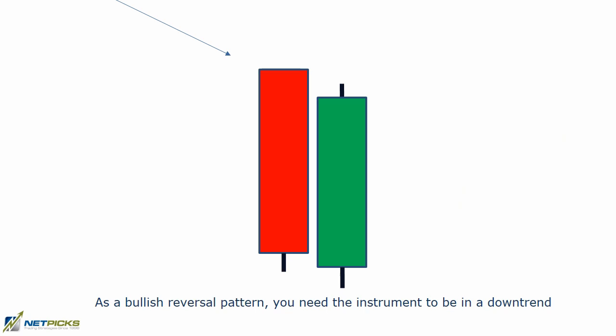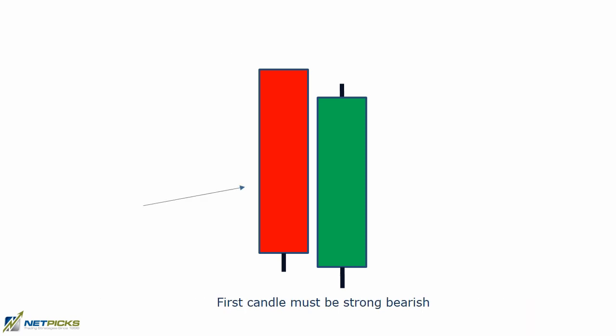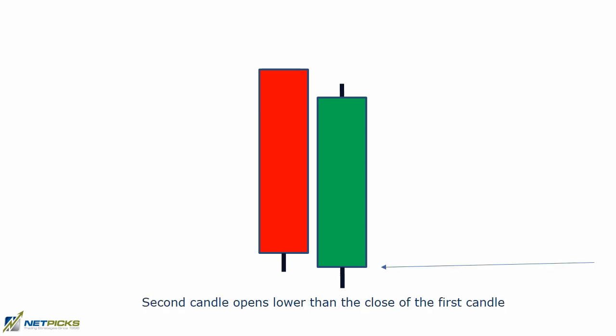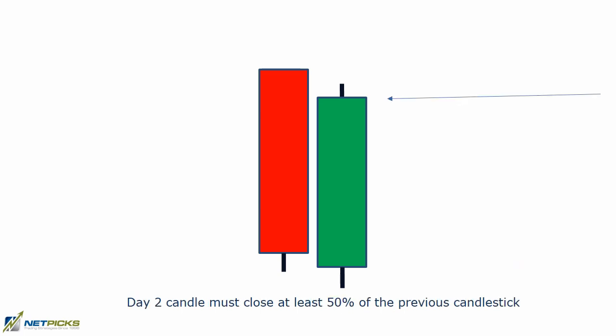So how do you trade it? Six simple things here. As a bullish reversal pattern, we have to be in a downtrend of sorts. The first candle should be strong bearish, with a large body and minimal lower and upper shadows. The second candle's opening price must be lower than the low of day 1. Yes, it can open lower than just the close, but I like the low. The day 2 candle has to close at least 50% of the previous candlestick's real body, but not engulf it.